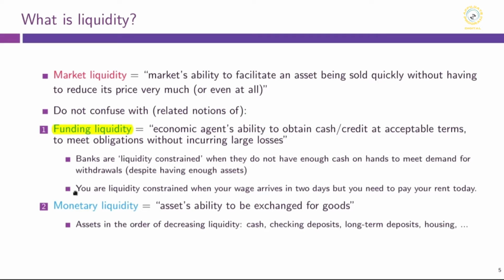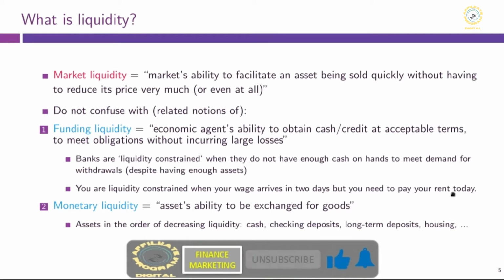Another simple example is if your wage arrives in 2 days, but your rent is due today, then you can say that you're liquidity constrained. Because you have the money, if you trust your employer to pay you in 2 days, but you do not have access to this money today. You cannot convert your wealth into liquid assets. So as you see, all three types of liquidity are quite interconnected. But the main difference between them is that they relate to different entities, different aspects of the transaction.